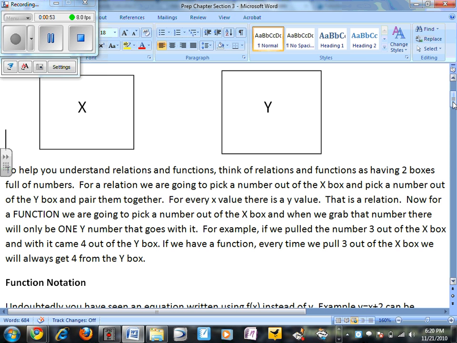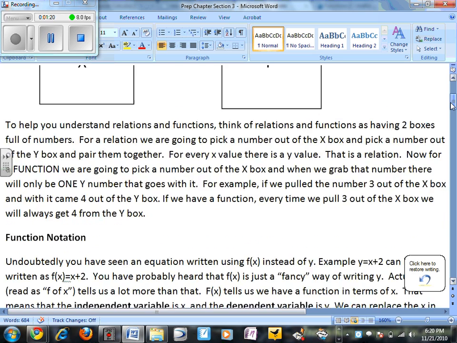Now, if it's a function, it is also a relation. So anytime I pick an x value, I'm going to get a y value. The special thing about a function is that when I pick the same x value, I better get the same y value. So, for example, if I pick 2 and out it becomes a 4, every time I draw 2 out of the x box, I better get a 4 coming out of the y box. If I don't, then it's not a function. Okay? So a quick little thing about the difference between a function and a relation.